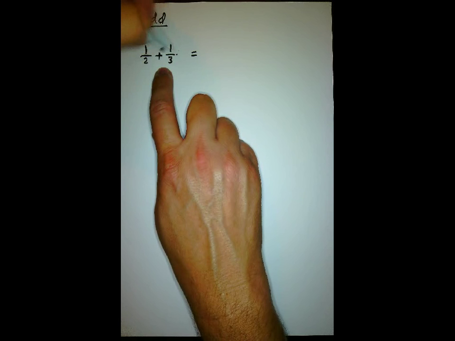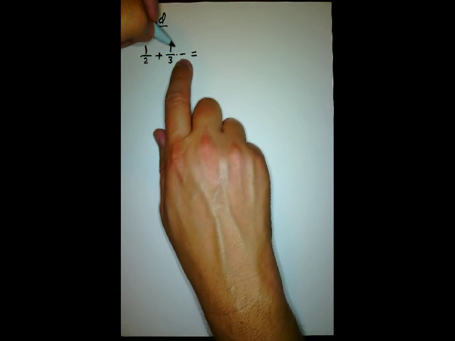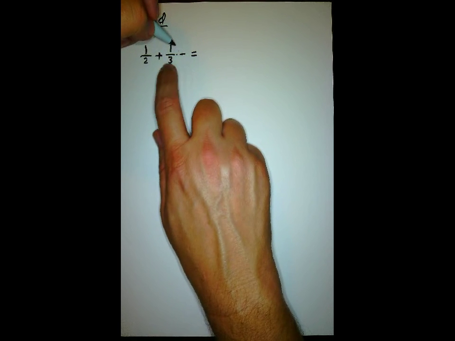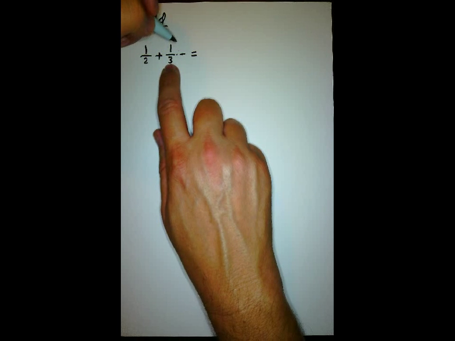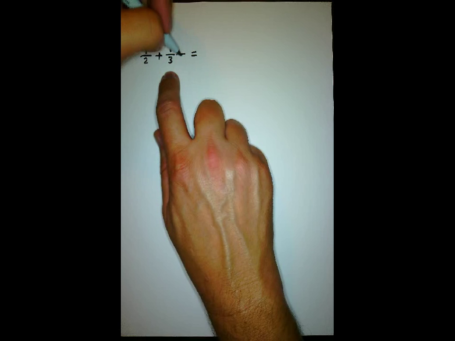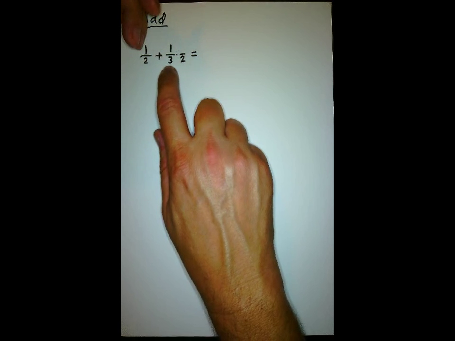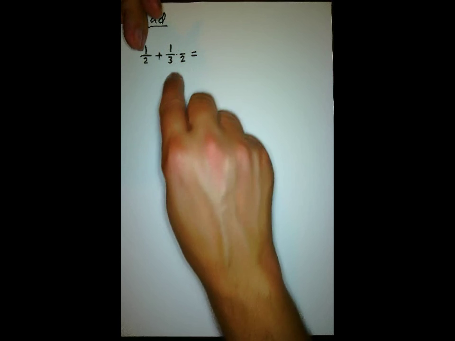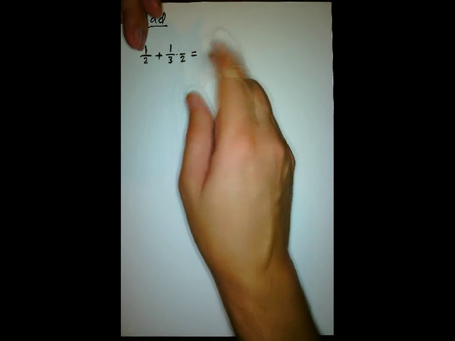So let's multiply this number times a number that will make it be a 6. So what do I have to multiply times 3 to get a 6? Well, that's going to be a 2. 6 divided by 3 is 2. So 3 times 2 is 6.